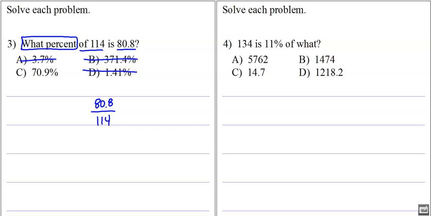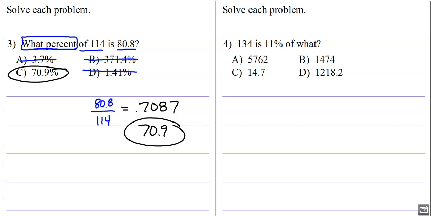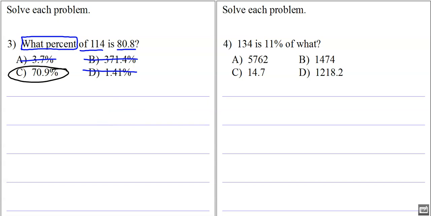But let's actually multiply this out or divide it out. 80.8 divided by 114 is 0.7087. So we're looking at somewhere in the neighborhood of 70.9%. If you like the percent equation, you could always use that. What percent of 114 is 80.8? Well, I'm not going to go down that road. That might be a little bit messier to try to force it into an equation.